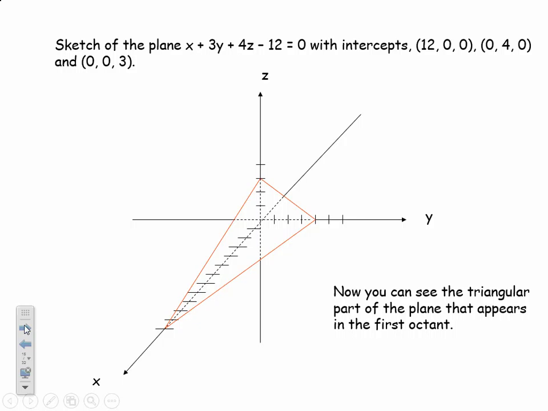Anyway, x plus 3y plus 4z minus 12 equals 0. If we plug 0 in for y and z, we get our x-intercept. So we can plot that x-intercept here. If we plug 0 in for x and z, we get our y-intercept of 4. We can plot that coordinate. If we plug 0 in for x and y, we have our z-intercept, 3. When we create that triangle, we can imagine that plane going through space. I mean, it's the best we can do.